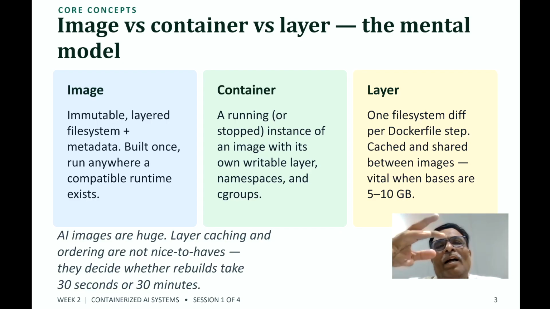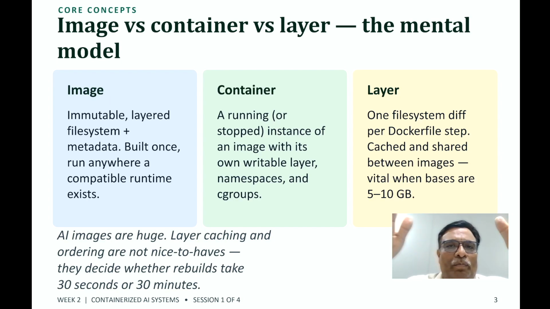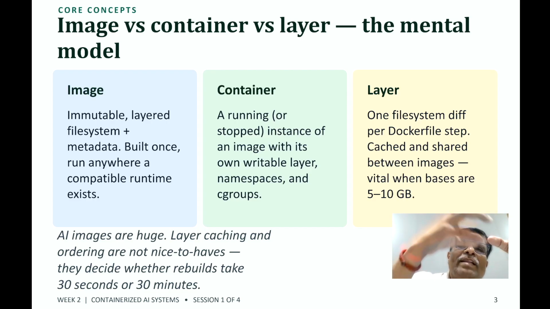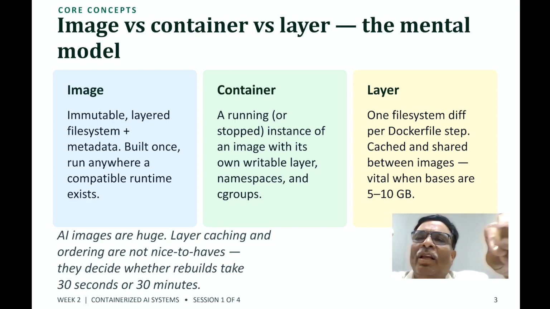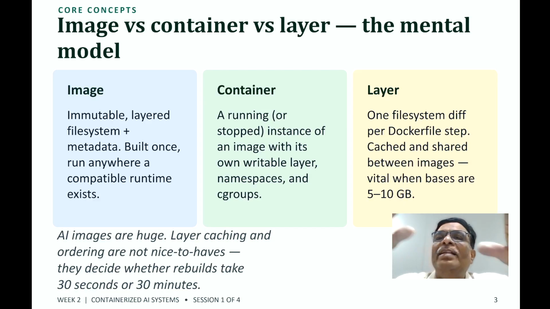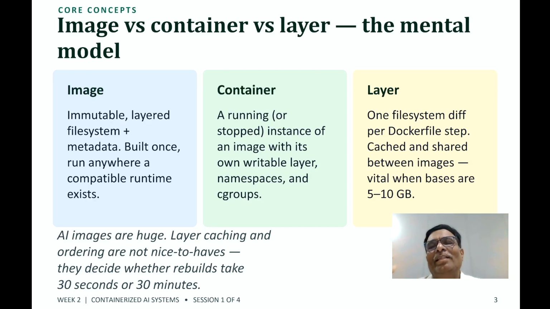And then a container is a running or stopped instance of an image with its own writable layer, namespaces, and cgroups. So the image is immutable, and the container is the instance of that specific image. A layer is one file system step per Dockerfile step, which is cached and shared between images. Okay, this is very important.